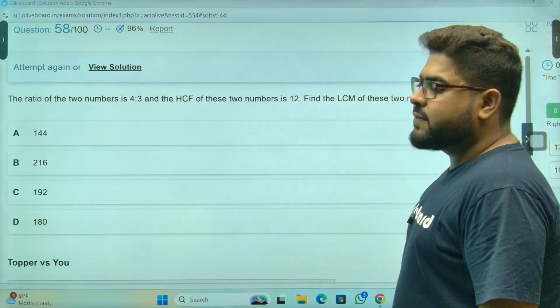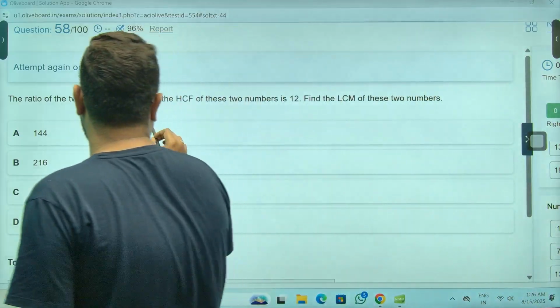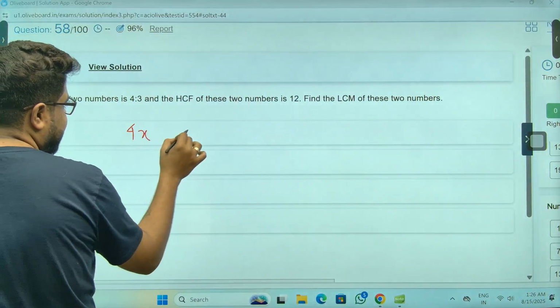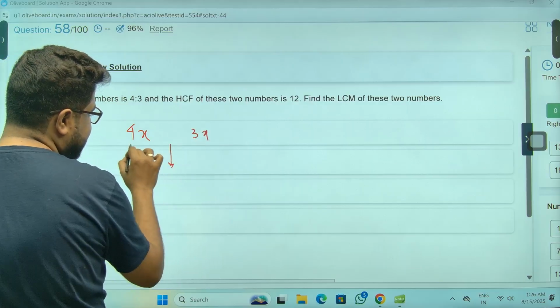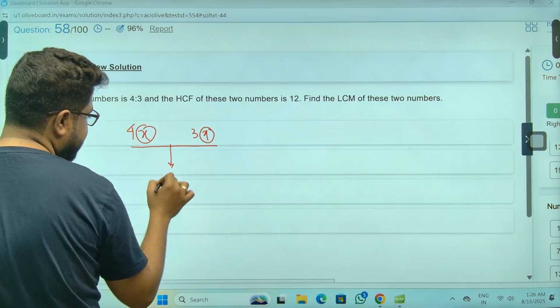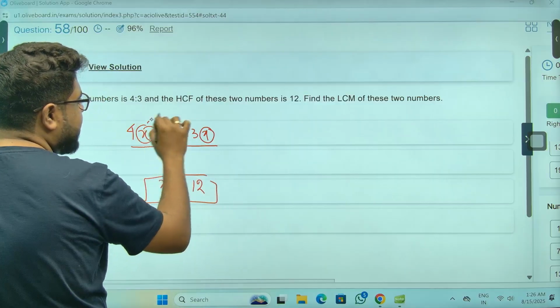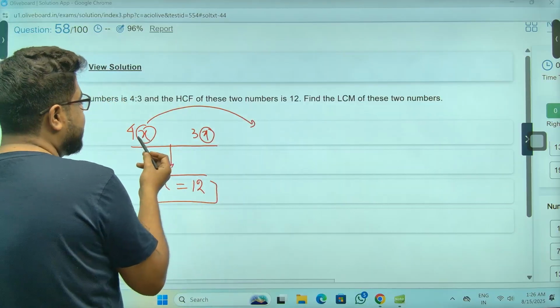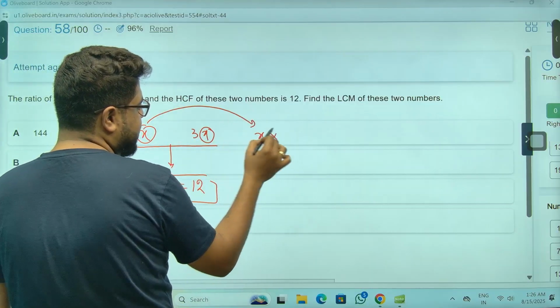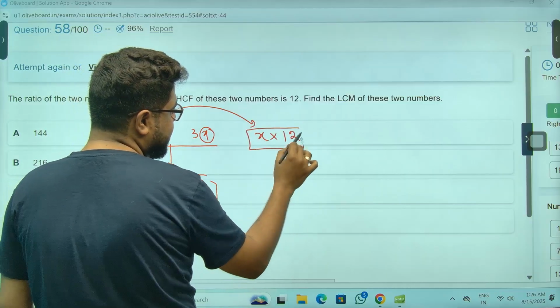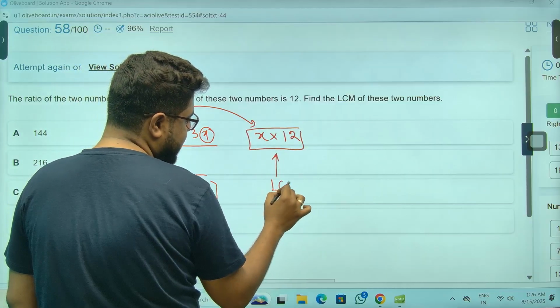Ratio given, HCF given, sir. Sir, numbers are 4x, 3x. Sir, HCF I can see. Sir, common part is x. That is 12, sir. LCM of the numbers will be what, sir? You tell me. Sir, x I'll take and 4 and 3 meaning 12 I'll take. This is the LCM.